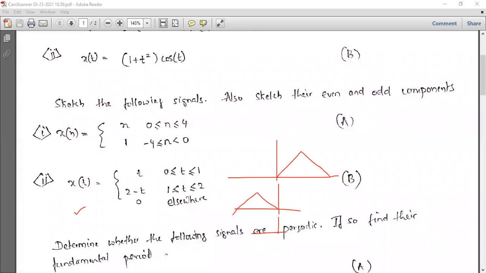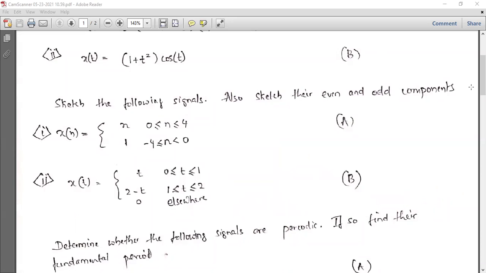So when you add both, you will have two triangles, one on the left side, with amplitudes 1 by 2. And for the second case, it is going to be a triangle on the right and an inverted triangle on the left. Okay, so that was that.